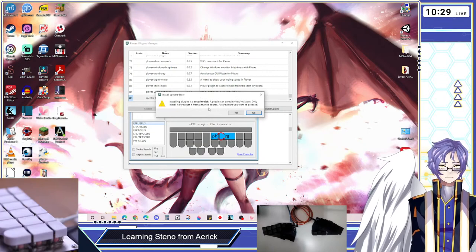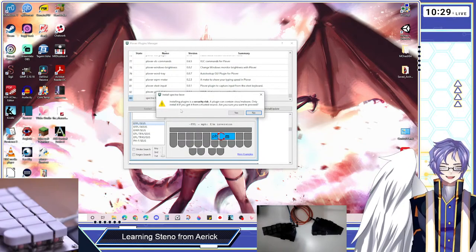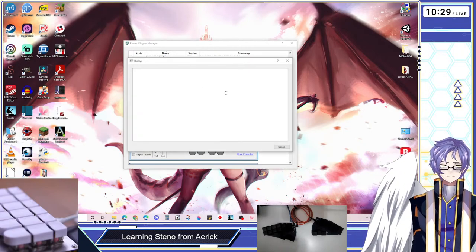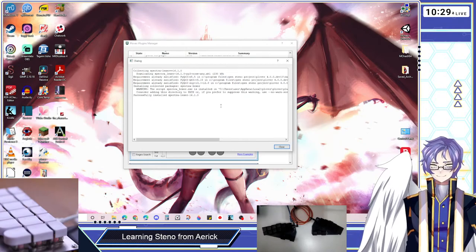Oh, okay. It's a security risk. Yeah, the thing with plugins is that anyone can submit plugins, anyone can write them, so there is the possibility of malicious plugins.